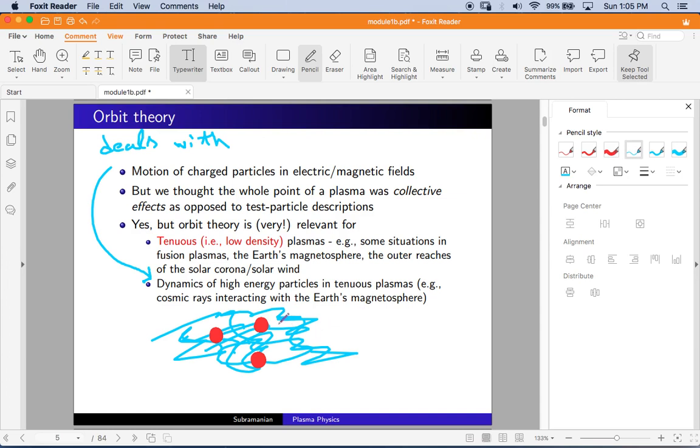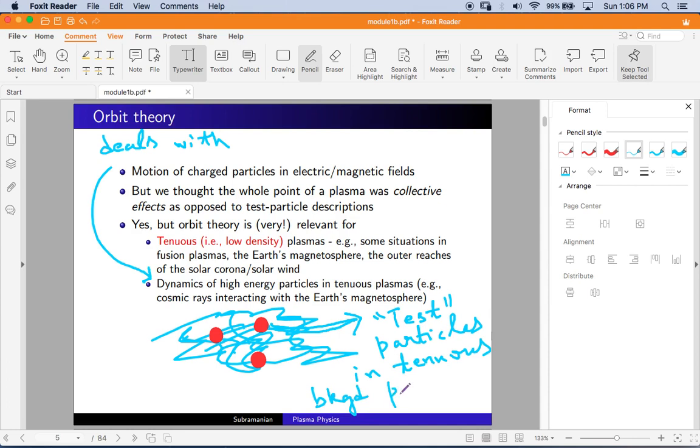So these would be test particles in a tenuous background plasma. This is what we're talking about here. So the dynamics of these red particles.